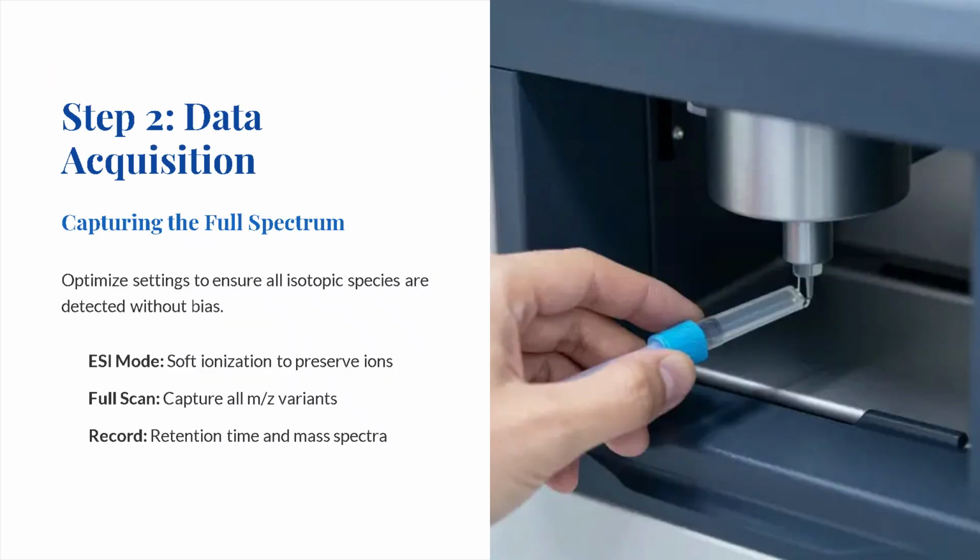Once the sample is ready, we move to data acquisition. Here, we optimize the LC-MS settings to capture the full isotopic profile. Electrospray ionization is typically used because it is a soft ionization technique that preserves molecular ions. We run the instrument in full scan mode so that all mass-to-charge variants can be detected. We also carefully record retention time and mass spectra. This information forms the foundation of isotopic purity analysis.